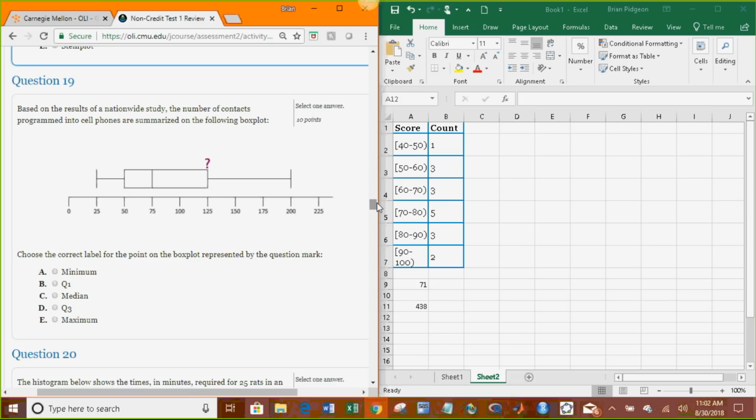All right, box and whisker plot again, or a box plot. Choose the correct label for the point on the box plot represented by the question mark. So we have to know how a box plot summarizes the 5-number summary. Your lower whisker is your minimum. Your upper whisker is your maximum. The middle bar here is your median. The left end of the box is your first quartile. And then your right end point is your third quartile.